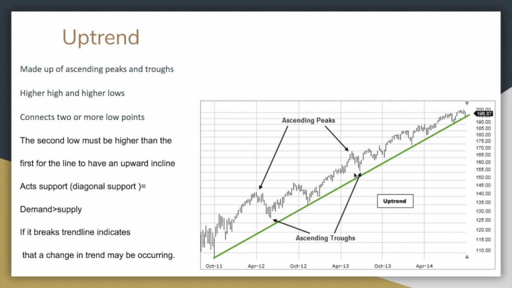Now it's being connected between two or more low points, as you guys can see in the chart. But the second low must be higher than the first in order to have an upward trend. Now we have the diagonal line here, the green line acting as support. Now just keep in mind as I'm going over this, demand means buy zone, supply means sell zone. So in the event that the stock or the company you're trading breaks below this trend line, this diagonal trend line, that may indicate that, okay, a change of direction in the trend is near, right?